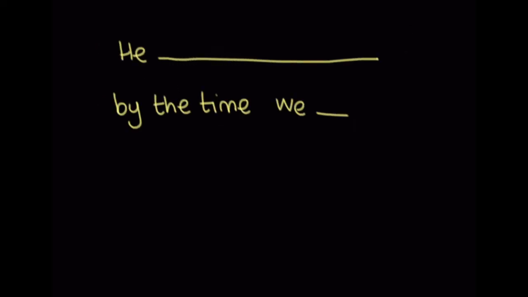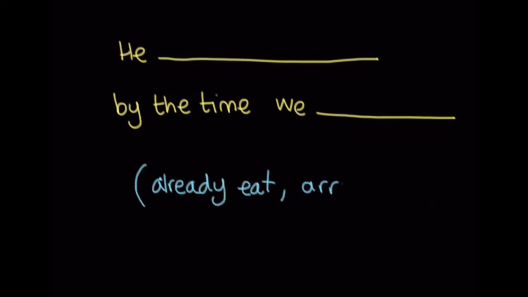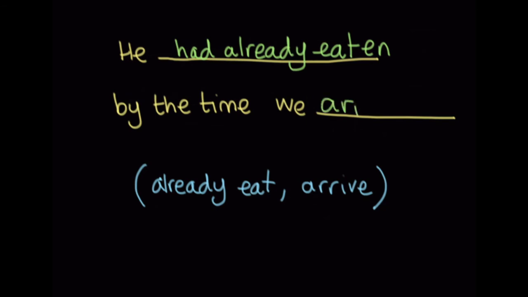Okay, number 2. He blank by the time we blank. Use the verbs already, eat, and arrive. The already there is a bit of a clue, isn't it? He had already eaten by the time we arrived. So here we have the past perfect, had eaten, with the adverb already in between the auxiliary and the past participle, and arrived in the past simple. So which event came first? The earlier past is the past perfect had eaten, and past simple is the arrived.